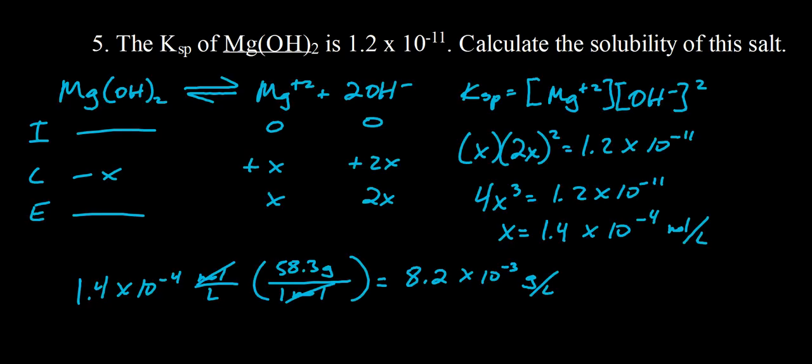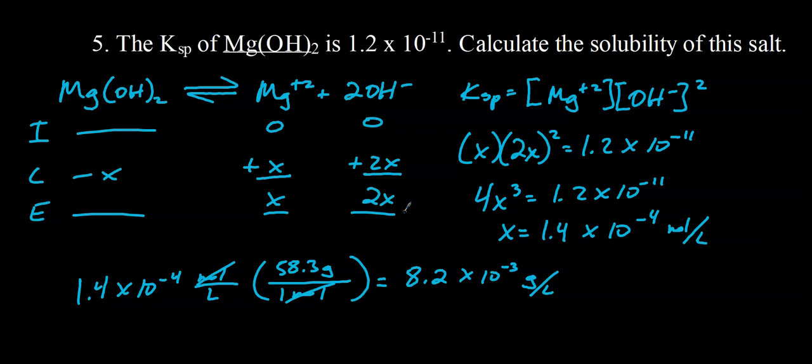Here's our setup for this one. Again, we do not have a 1-to-1 ratio. So magnesium will go up by x. Hydroxide's concentration will go up by 2x. So we have our equilibrium concentrations, plug them into our Ksp expression. We have x times 2x squared. Be careful. x times 2x squared is not 2x cubed.